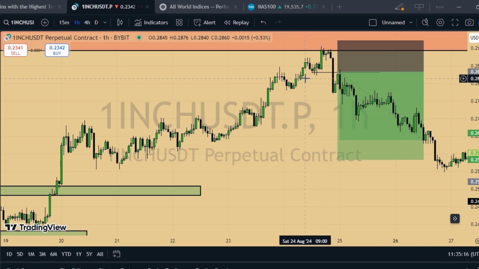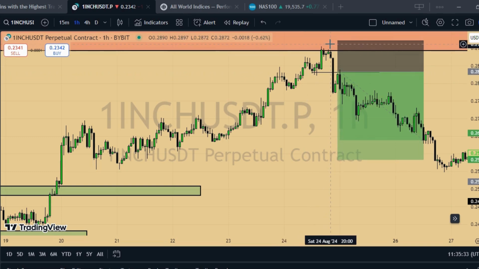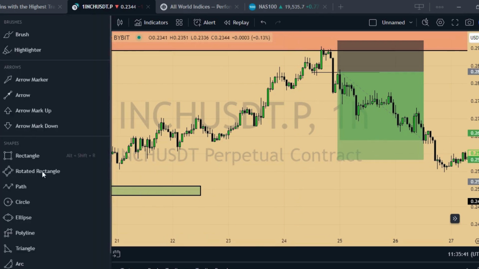But right now, as far as I'm concerned, the overall trend of this market is a downtrend, which means I'm looking for a sell opportunity. This is why I place my entry right here, my stop loss above the next high, and my TP will be at the next level. Look at the next level here.